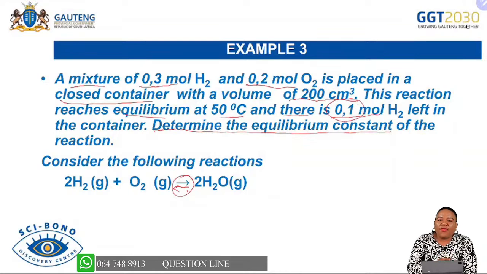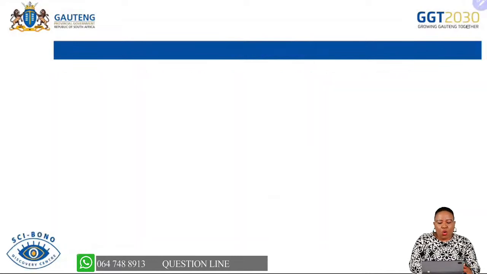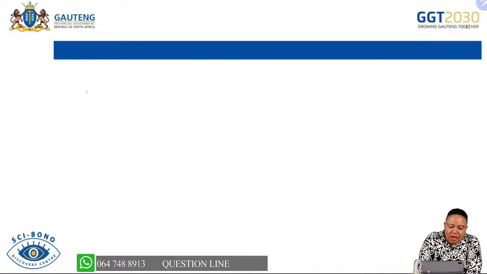Now the first thing that we need to do is use a table method to assist us to find the concentration at equilibrium. Remember, you can only calculate the equilibrium constant Kc if you know the concentration of your products and your reactants at equilibrium, because that is where the concentrations of your reactants and your products remain constant. Therefore, we are going to use a table method to do this calculation.